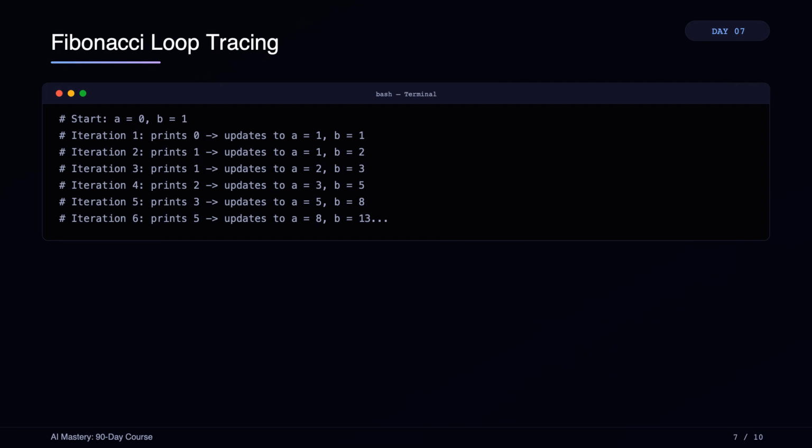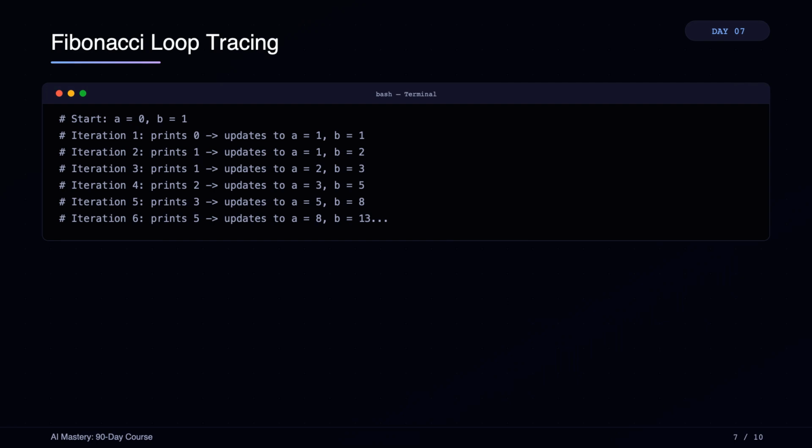In iteration 3, it prints a, which is 1, and updates a to 2 and b to 3. By the time we reach iteration 6, it prints 5, updating a to 8 and b to 13. This clean iterative state progression keeps updating the sequence in a memory-efficient manner.